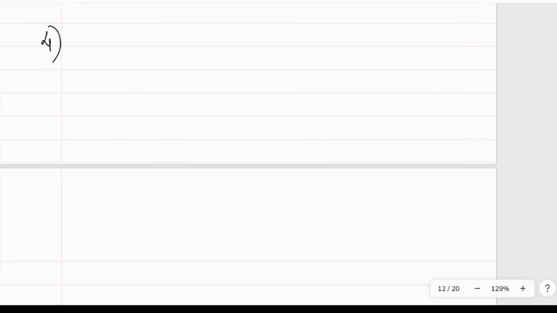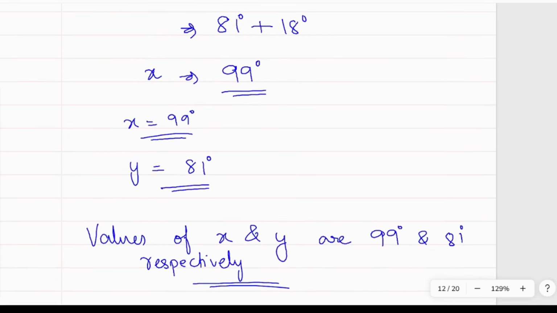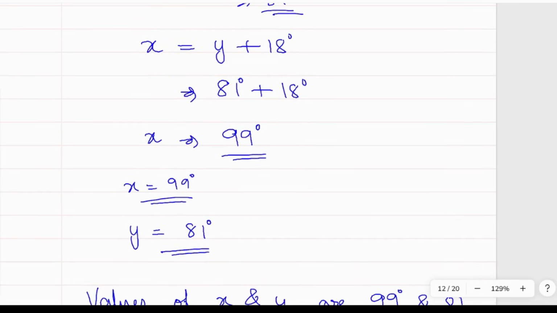So now let's do question number 4, because 3 seems to be very easy. If anyone needs me to solve that one, you can comment in the session. Then I will solve it and post it in the next class.